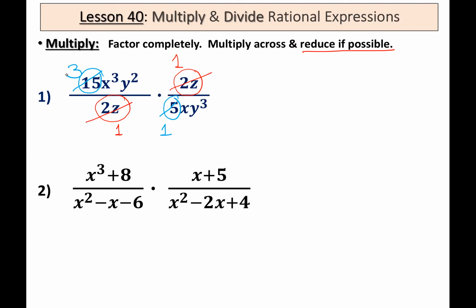Now there is more reducing we can do with these variables and exponents. However, it's getting a little bit messy at this point, so I am going to rewrite the problem just to give a little more space and not make it so messy over here. So here's what we have left. We have 3x to the third y squared over 1 times 1 over 1xy to the third. I'm just going to write xy to the third for now. I don't really need that 1 next to those variables for now.